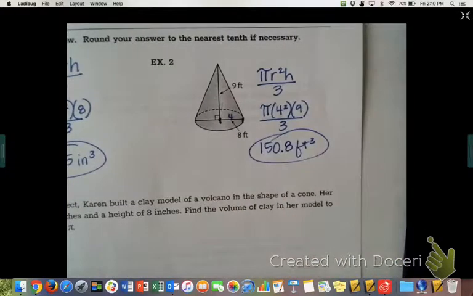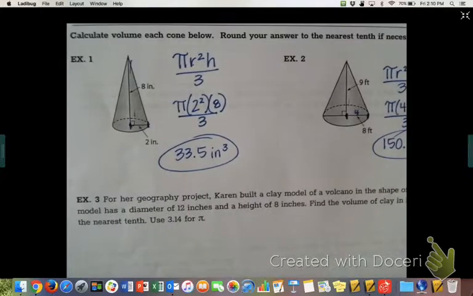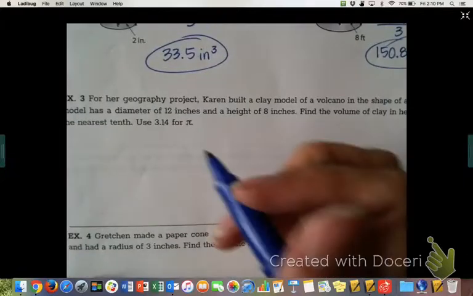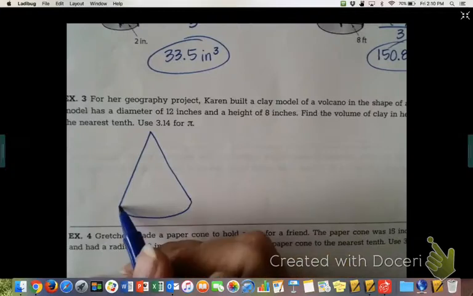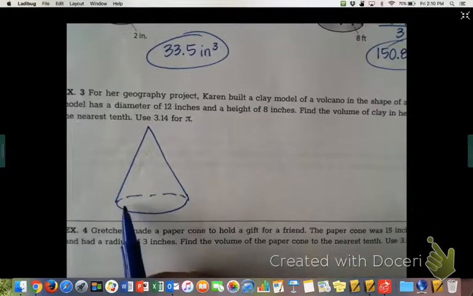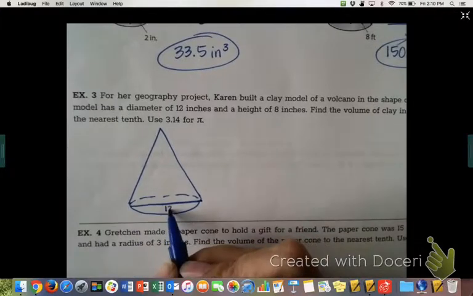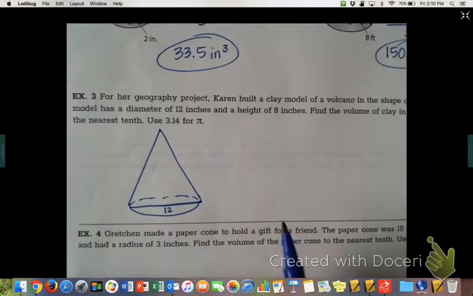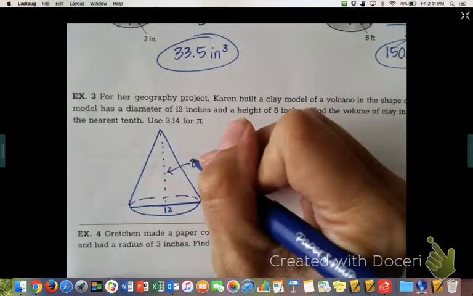Alright, let's look at example 3. For her geography project, Karen built a clay model of a volcano in the shape of a cone. Okay, I'm just going to draw that out real quick. Her model has a diameter, so that's the whole distance across, of 12. So the whole thing is 12. We're going to have to keep that in mind. And a height of 8. So the entire height is 8.